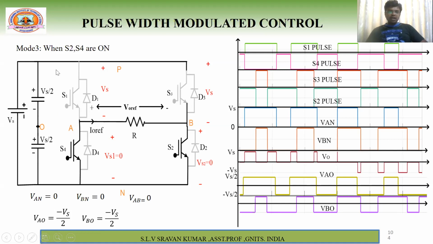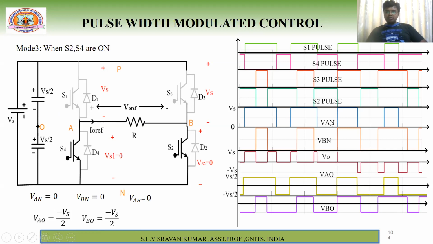If you apply the KVL like this path, KVL like this. Because A is connected to minus, that's why minus Vs plus Vs by 2. So you will get minus Vs by 2. Because both switches are off, you will get the same. Right, now we'll look into this. S2, S4 are on. So see here S2, S4. This is your S2 pulse and this is your S4 pulse, right? So when S2, S4 are on, so this one.